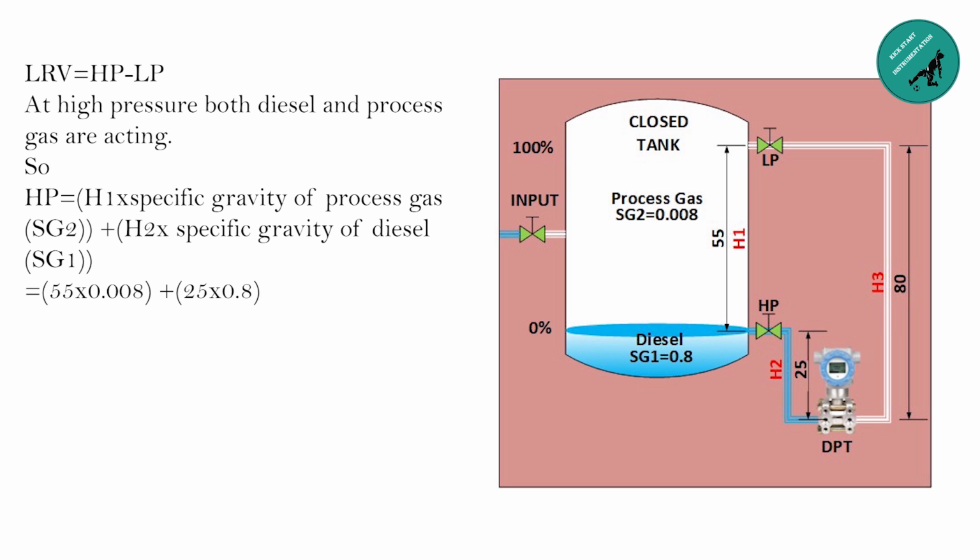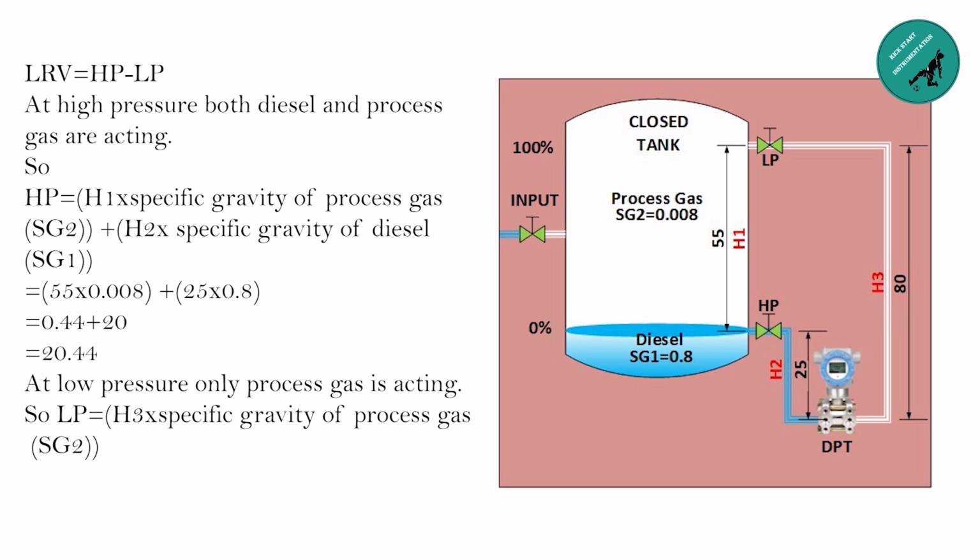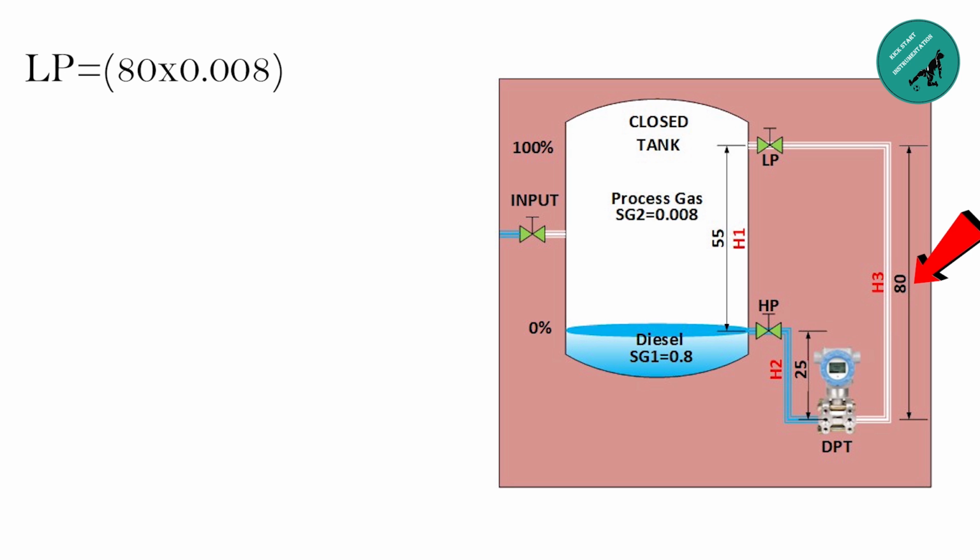55 into 0.008 is 0.44 plus 25 into 0.8 is 20, which is equal to 20.44. At low pressure, only process gas is acting. So low pressure is equal to H3 into specific gravity of process gas SG2. H3 is 80 into specific gravity of process gas 0.008, which is equal to 0.64.